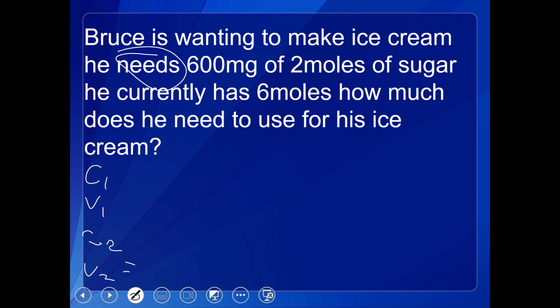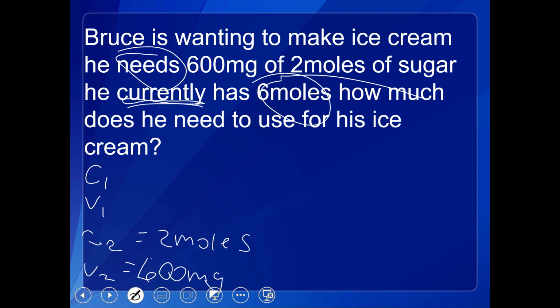V2 is going to equal 600 milligrams of 2 moles. That's your concentration. What he currently has is 6 moles. Your concentration 1 is going to be 6. You are looking for your volume 1.